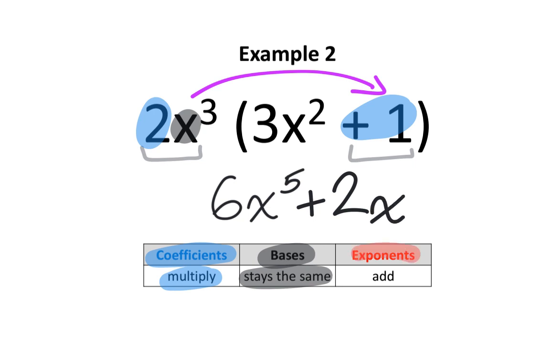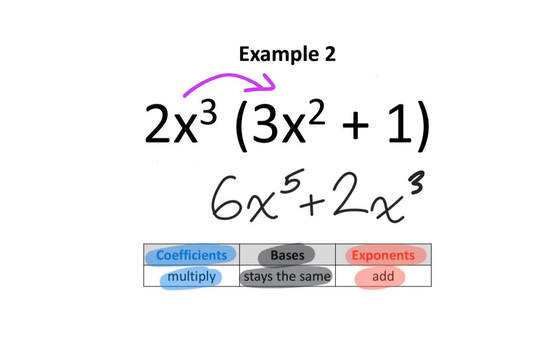Last, take a look at the exponents. This term has an exponent of 3, while this term has no exponent since there is no base. We want to add exponents. However, since there is nothing for this exponent to add to, that 3 is going to stay the same.